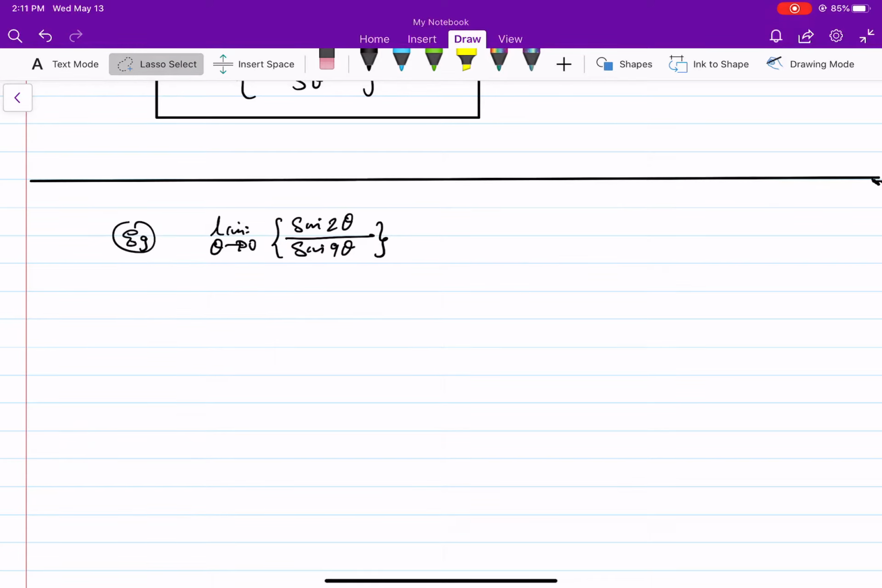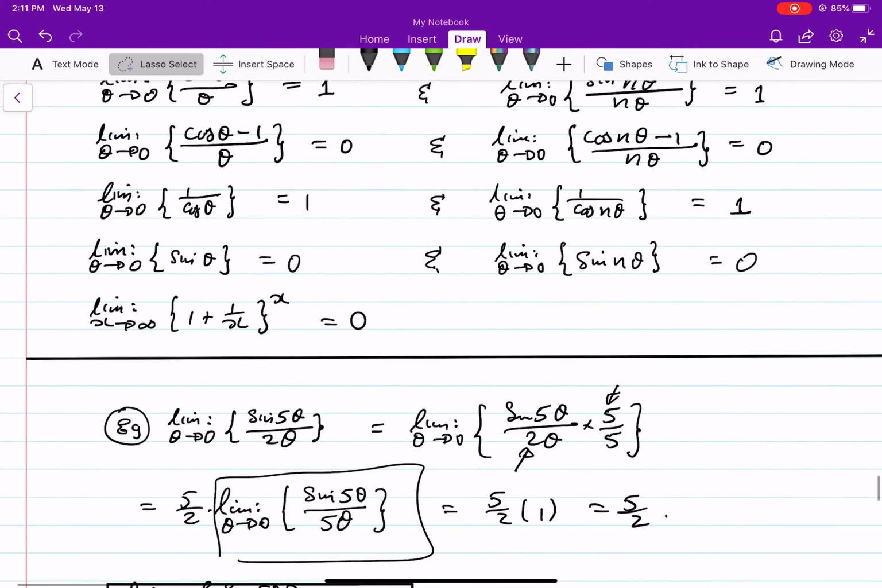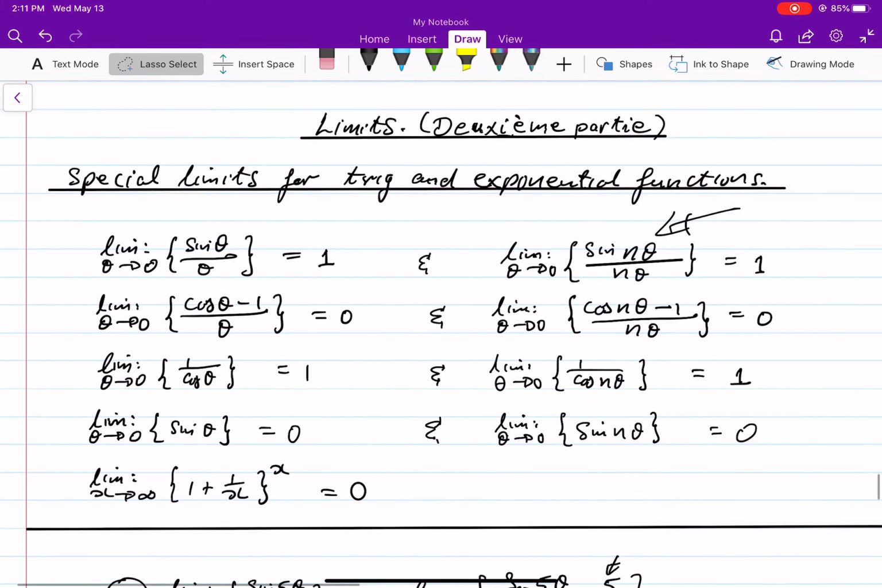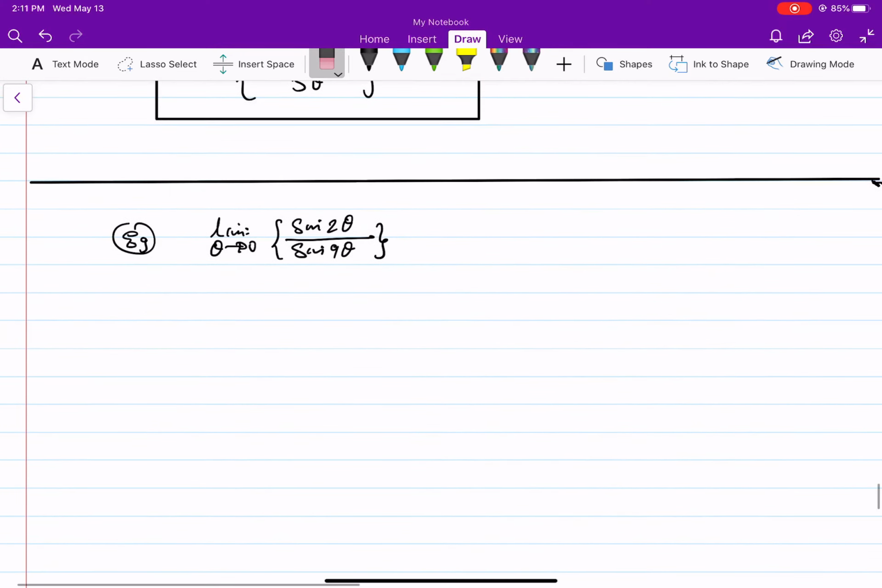Well, I don't have any of the rules in here for that. I have a rule for sine theta upon theta, or sine n theta upon n theta. But I don't have a rule for sine of one multiple angle divided by the sine of another multiple angle. So in this one, I'll apply another trick. It's not really a trick, it's just mathematical sleight of hand. But it's legit.